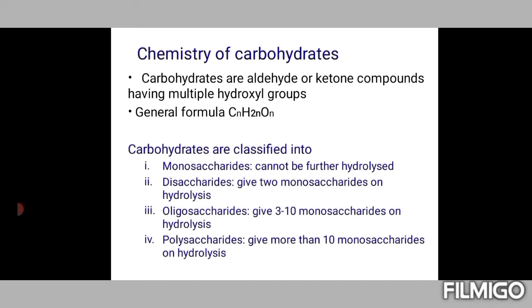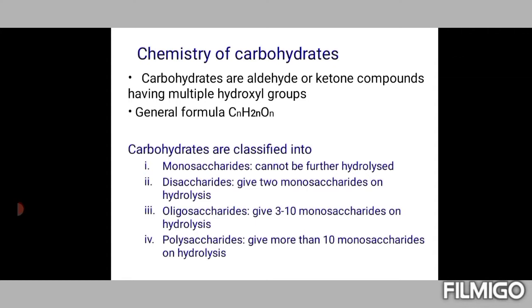Now carbohydrates are classified into monosaccharides, disaccharides, oligosaccharides and polysaccharides, and you can see here it's based on hydrolysis. Monosaccharides are the simplest carbohydrates which cannot be further hydrolyzed, whereas disaccharides can be further hydrolyzed to give 2 monosaccharides, and oligosaccharides have 3 to 10 monosaccharides in them. So obviously they can be hydrolyzed also into their subunits.